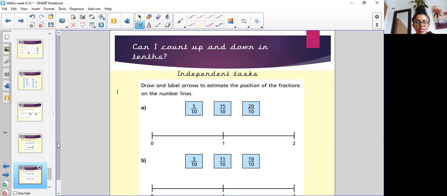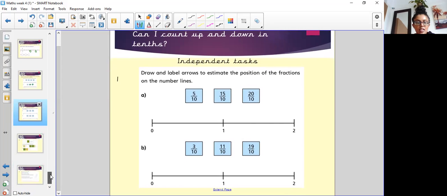And finally, your question for today. Oh, that is not your final question. It's one of your independent tasks. Draw and label arrows to estimate the position of the fractions on the number line. So you've got 5 tenths, 15 tenths, and 20 tenths. And B, 3 tenths, 11 tenths, and 19 tenths. Have a go with that question there.